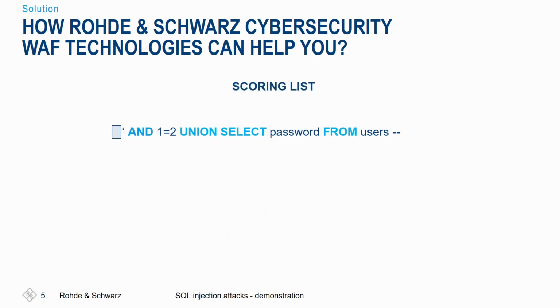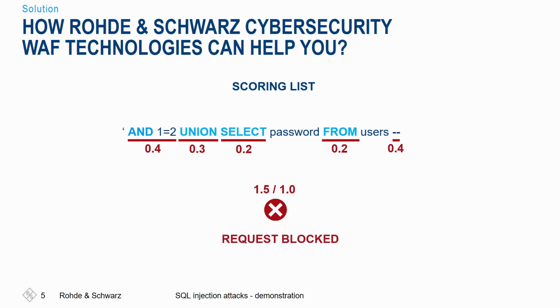Then scoring list. Our solution will analyze the query and increment a score as malicious patterns are encountered. At the end of the analysis, if the score is above the authorized limit, the request is blocked and redirected. This method is much more refined and avoids false positives.